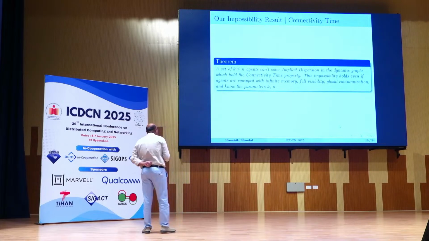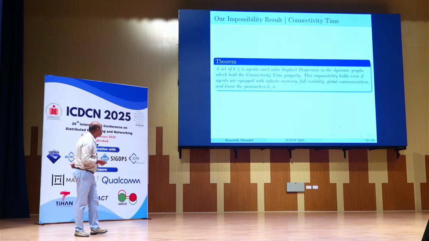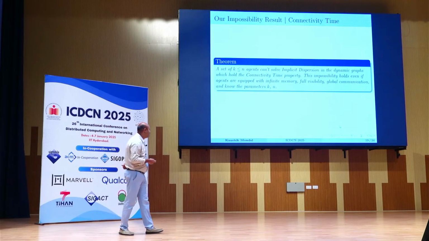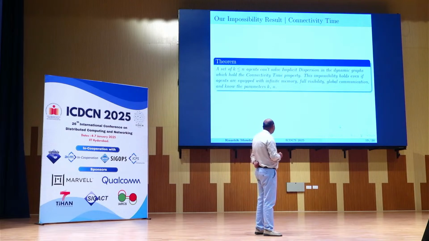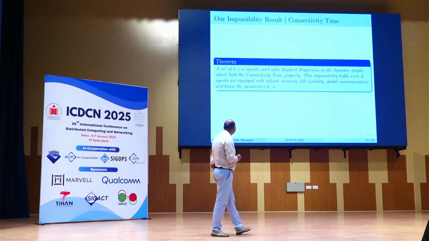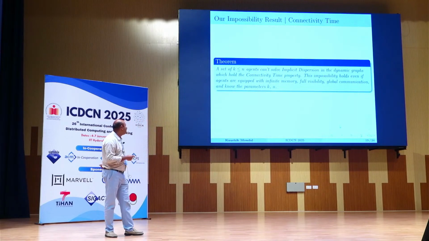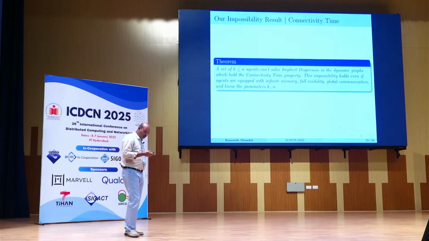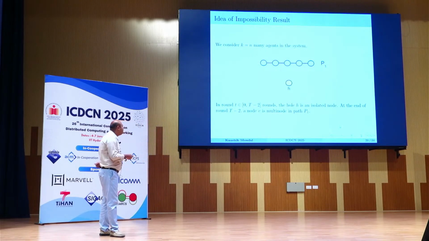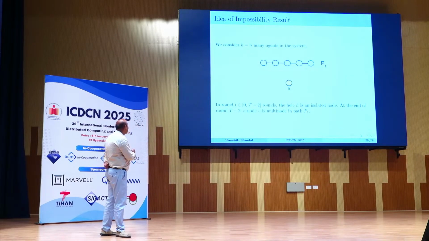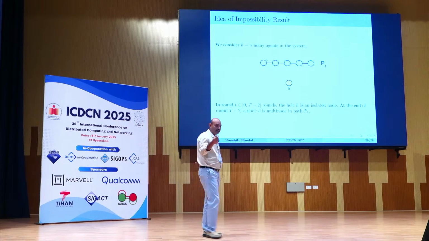So our impossibility result on the connectivity time model: a set of k less than or equal to n agents can't solve even implicit dispersion in dynamic graphs which hold the connectivity time property. This impossibility holds even if agents are equipped with infinite memory, full visibility, global communication, and know the parameters k comma n. This proof is really a very simple observation, we can say. So let's say we are starting with k equal to n agents, and it can be very easily modified to any number of agents where k is less than n.